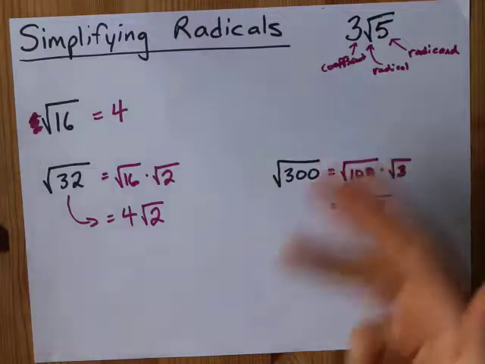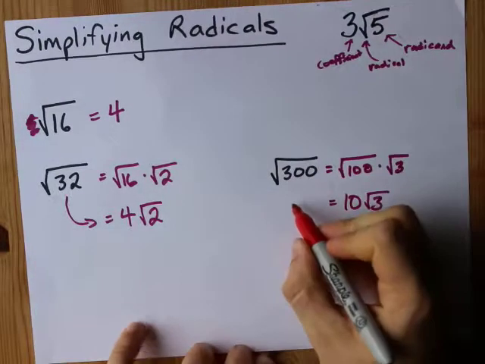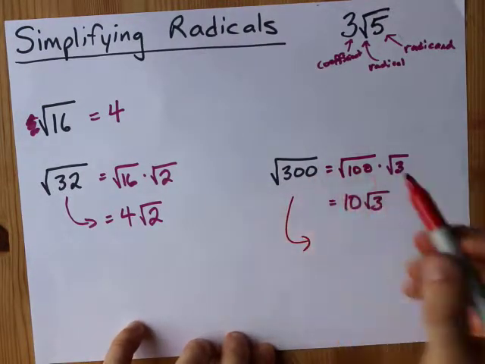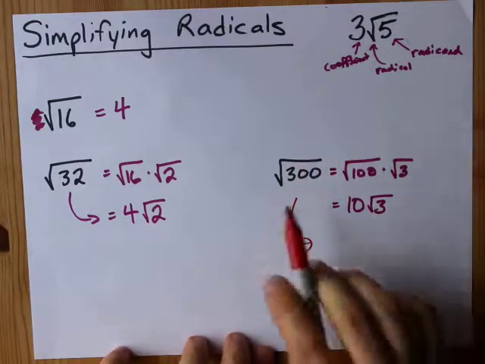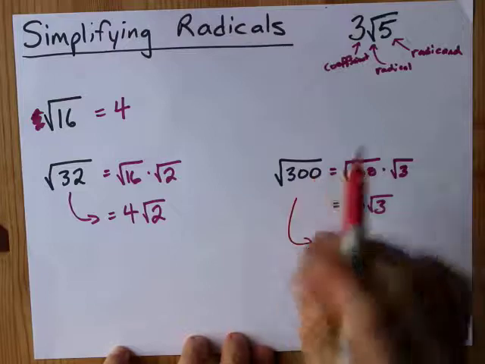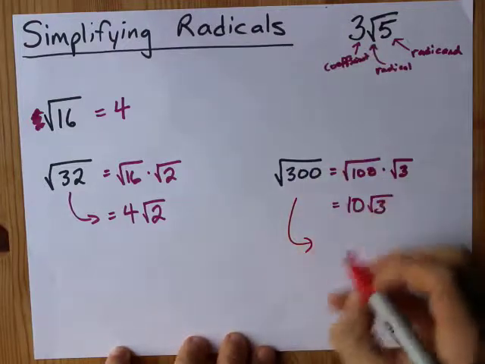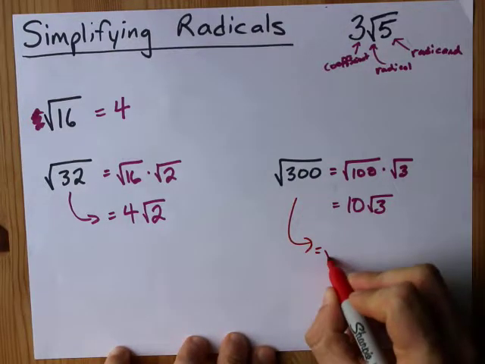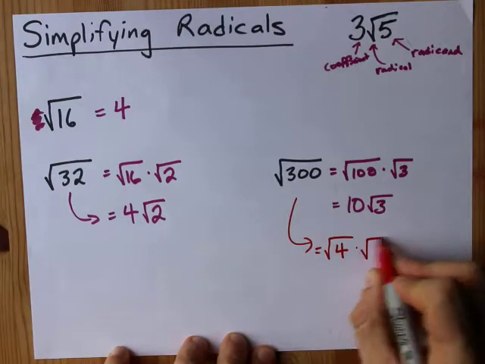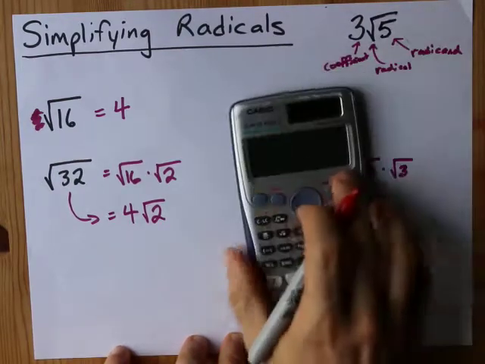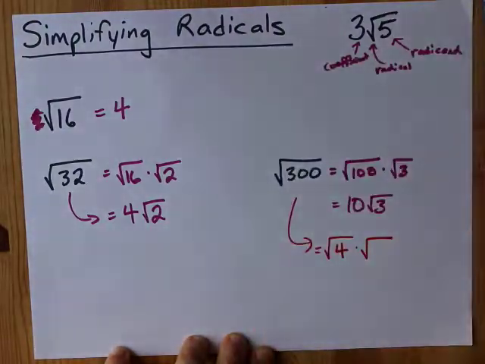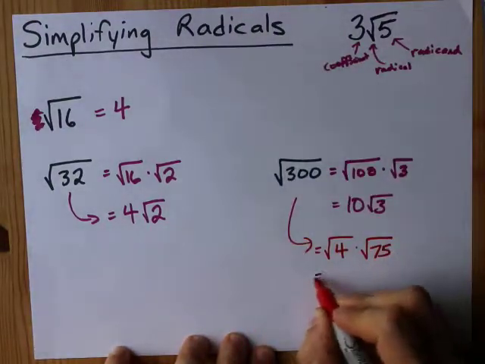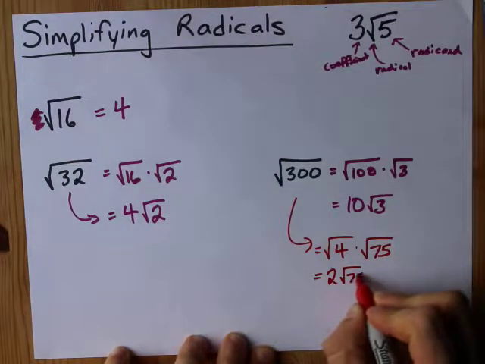Now you may not have come up with that right off the bat. Maybe you didn't notice that it was divisible by 100. You're also allowed to pick smaller square roots as long as you pick all of those smaller square roots. Maybe you note that 300 is divisible by 4. You're allowed to break root 300 into the square root of 4 times the square root of whatever 300 divided by 4 is. I got it to be 75. So it simplifies to 2 root 75.